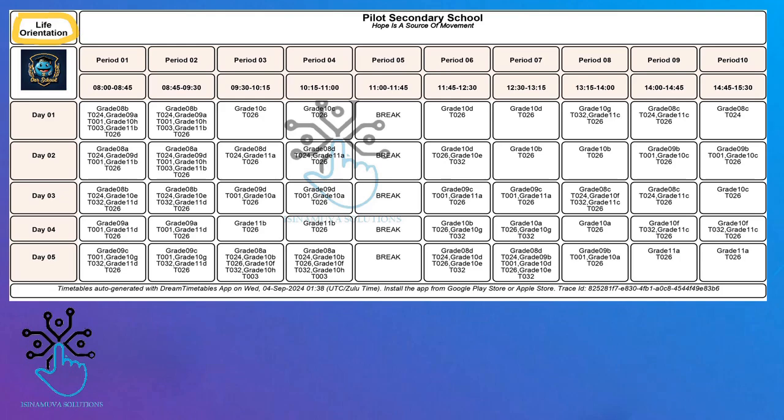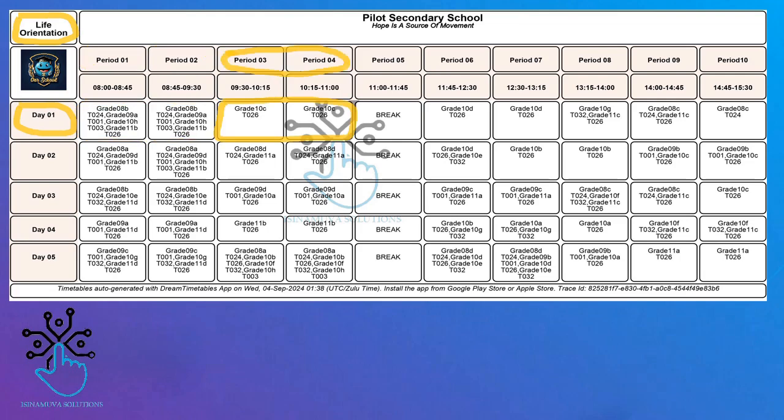We will notice that this timetable is similar to both the individual class timetable and the individual teacher timetable. The information conveyed by this timetable is that on day 1, in the first 2 periods, life orientation is taught to grade 8B students by teacher T024, and to grade 9A students by teacher T001, and to grade 10H students by teacher T003, and to grade 11B students by teacher T026.